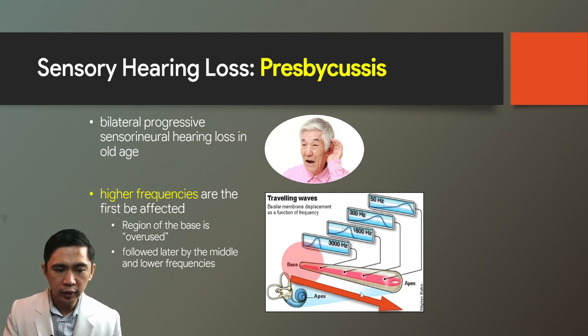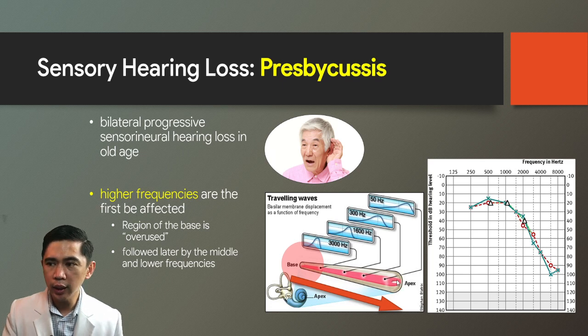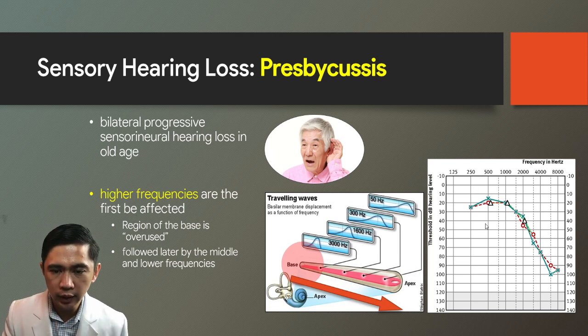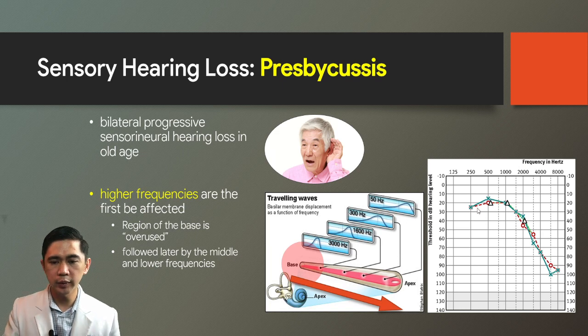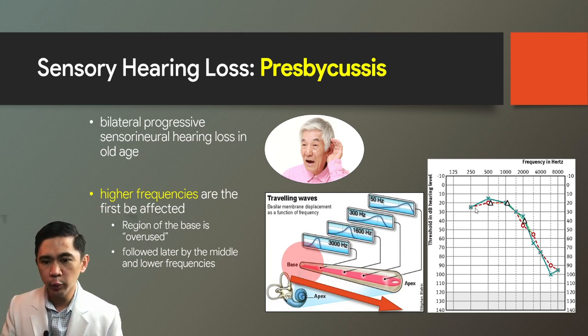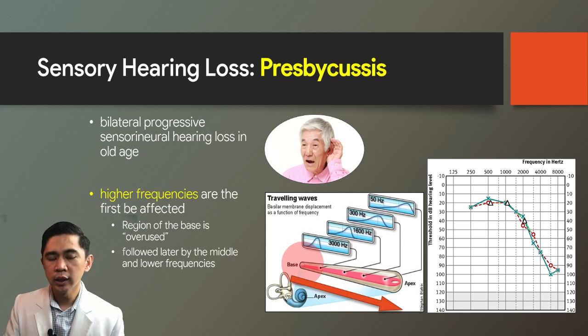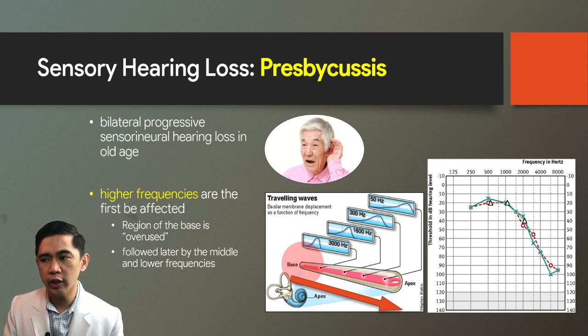This is followed later by the middle and lower frequencies. So in the typical audiogram in presbycusis, the usual is a loss first in the higher frequencies followed by the middle and the lower frequencies. So this is what we call the audiogram, which dips into the higher frequencies. Patients will have difficulty in hearing high frequency sounds and high frequency letters such as F, S, and TH.